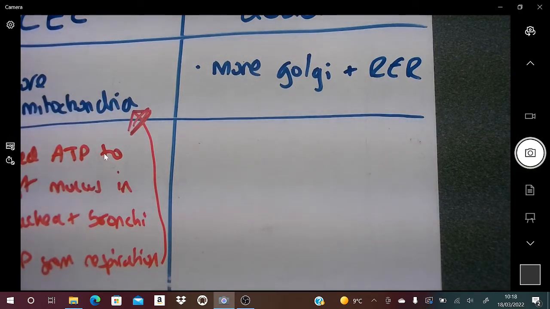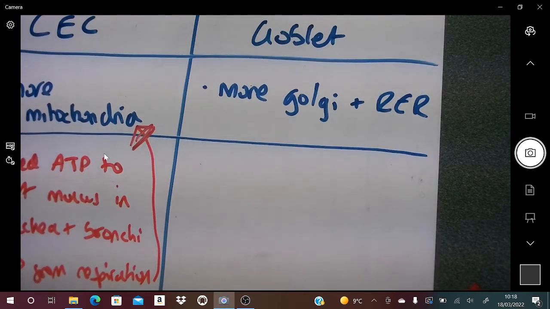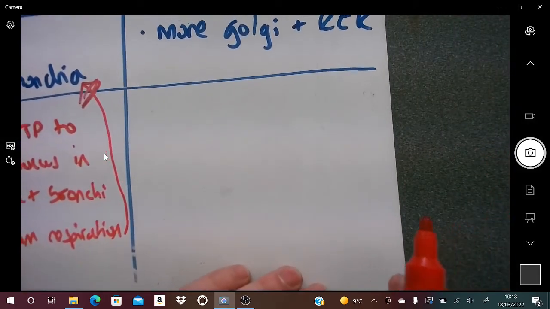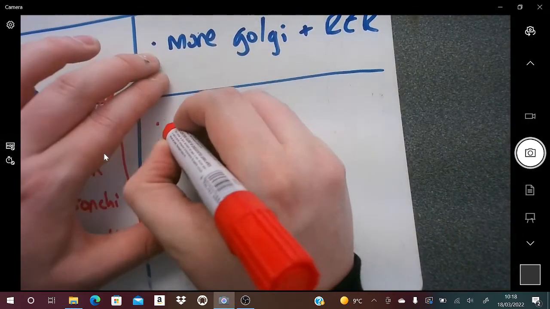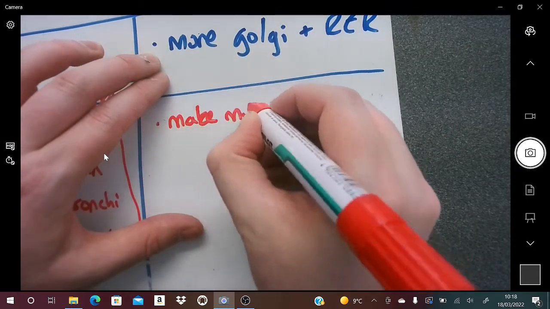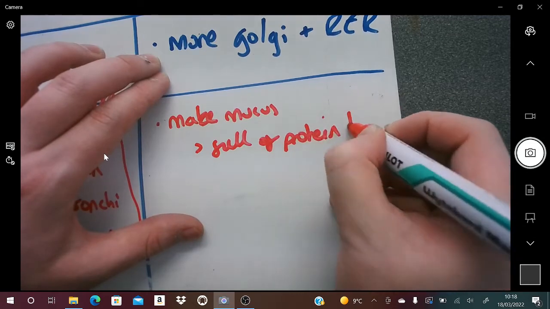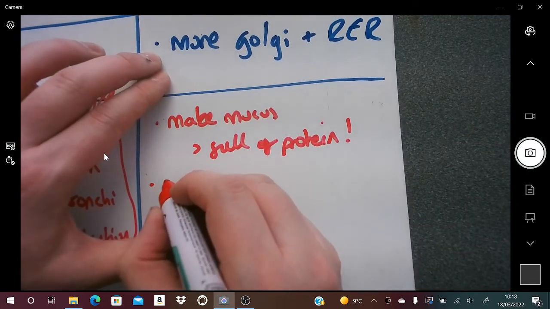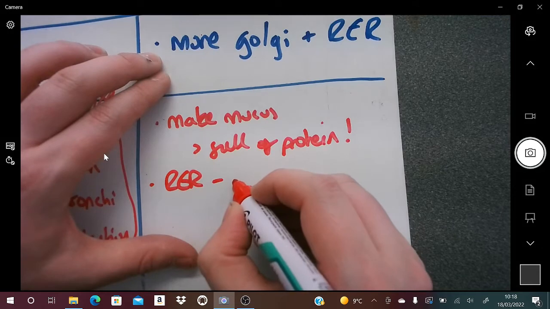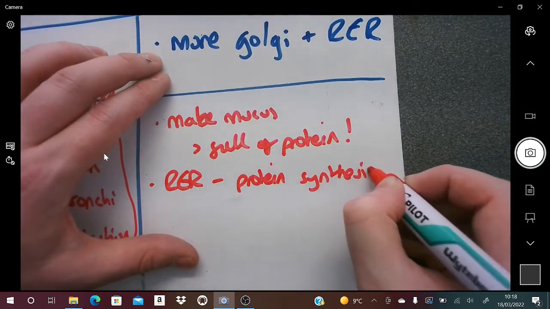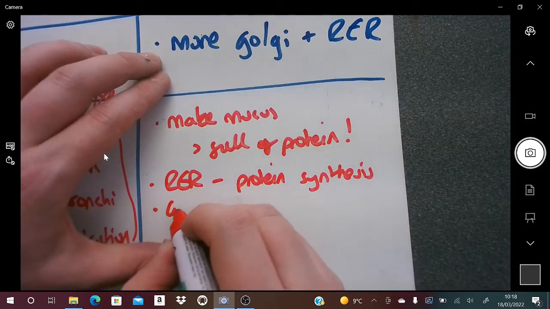Goblet cells. There is more Golgi and rough endoplasmic reticulum. Now my brain instantly is thinking, well, that's protein synthesis, isn't it? What are goblets making? Mucus. What is mucus? Mucus is water with proteins inside. So goblet cells make mucus, which is full of protein. It's the protein that makes it sticky. So RER is where protein is synthesized. Specifically, it's where translation takes place.